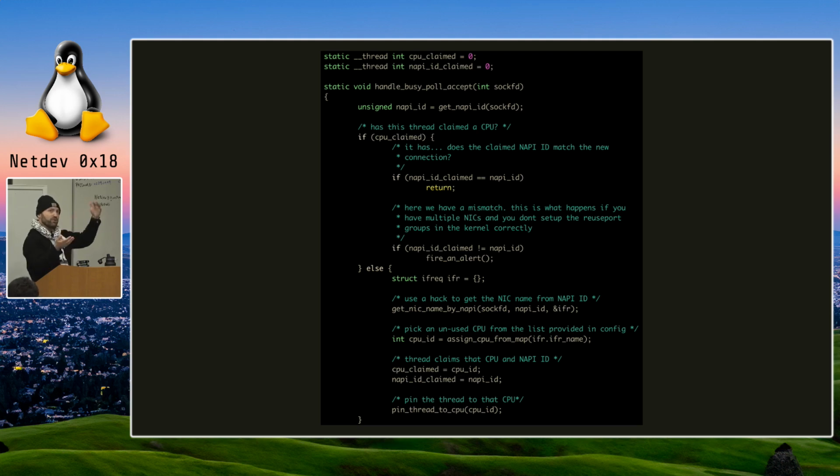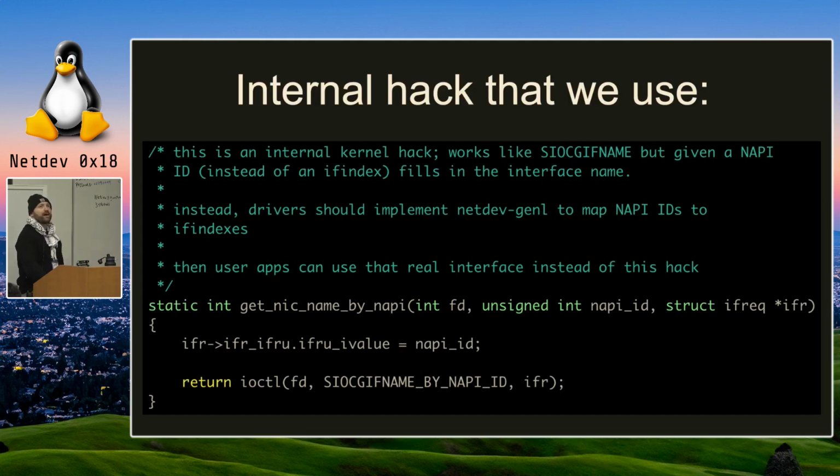The kernel responds with an Ethernet device name. Then we look at the map of NUMA-local CPUs. We pull an unused CPU from that list for that NIC. Now this thread claims that CPU and that NAPI ID, and then this thread pins itself to that CPU. So now all incoming connections are going to be NUMA-local to this worker thread that's running on a CPU that's NUMA-local to the NIC that the NAPI ID is associated with.